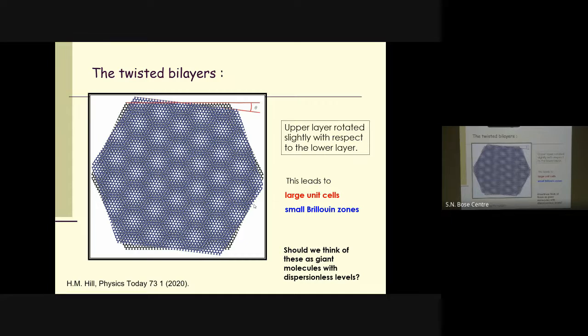The question is, because these are plain semiconductors, and then we're doping into them, and you see very exotic phases. So the question people asked initially was, should we just think of these as giant dispersionless levels, because your Brillouin zone size is very, very small? And is that the reason why the twisted structures have this strong correlation behavior?